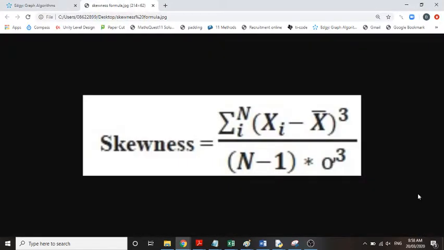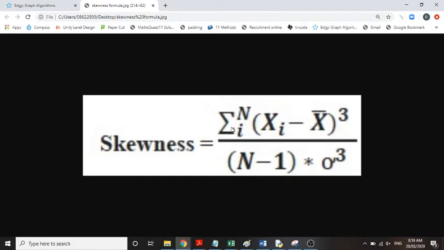So like I was saying, we've got the sum, this means sum, and what we're doing here is a sum of each number minus the mean, which is cubed. So that's what we're doing here. We're looking at the sum of each number minus the mean, and then all that gets cubed. This part here is cubed.